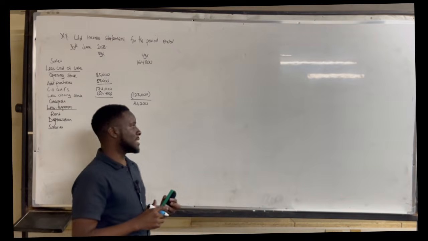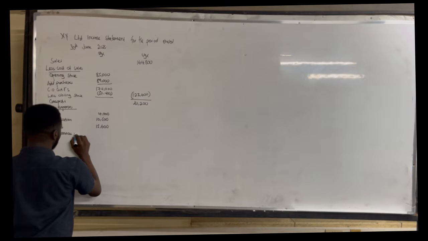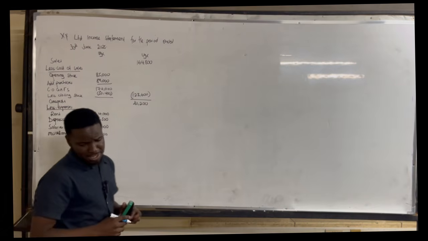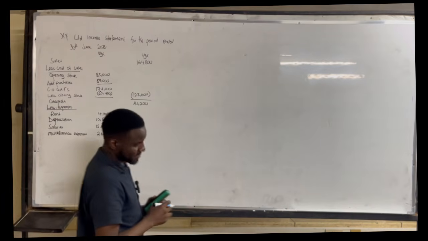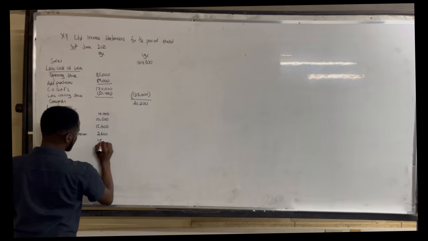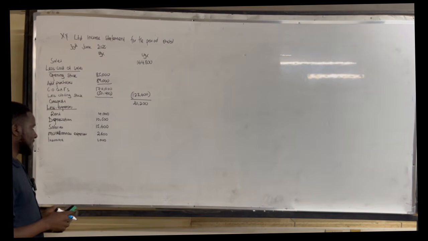And then also we had miscellaneous expenses, which was 2,600. Then also we had insurance, and our insurance was 1,000, like this. So these are the expenses that we had.